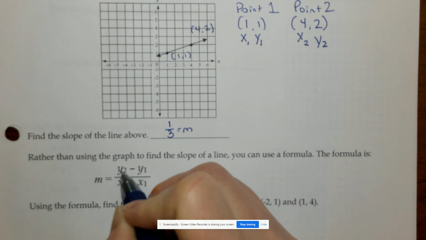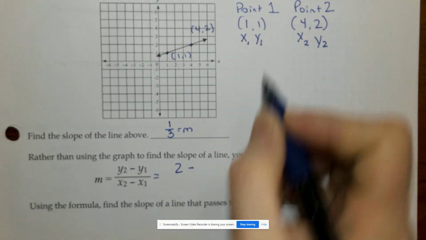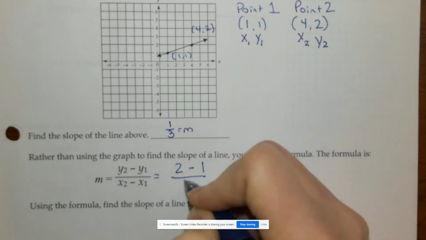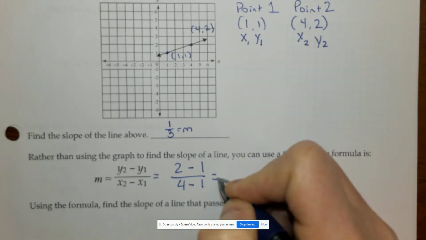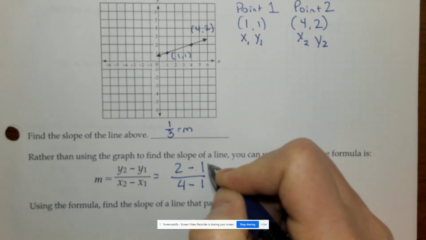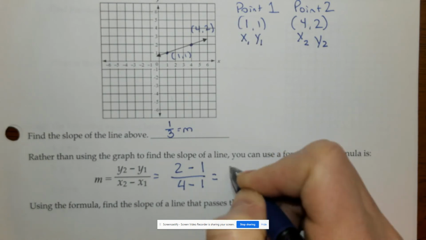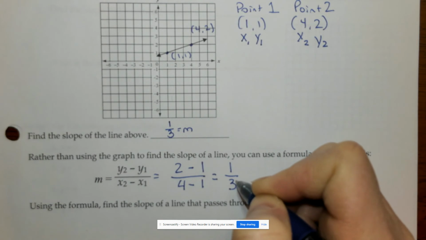Okay, so y2 was the number 2 minus y1 was the number 1. x2 was the number 4 minus x1, which is also the number 1. You're finding the difference in the y coordinates, which is the up and down, the vertical change, and you're finding the difference in the x coordinates, which is the left to right horizontal change. So your slope is going to be 1 over 3, which is the same answer we got from the graph.